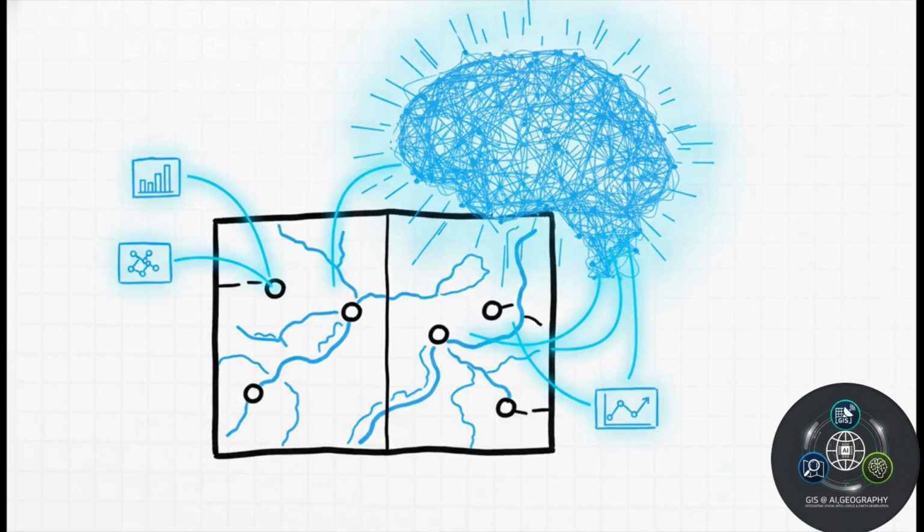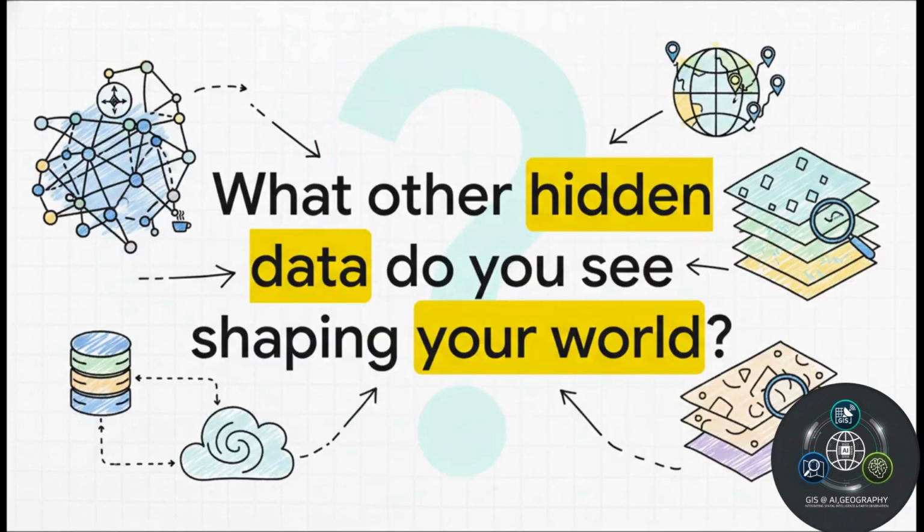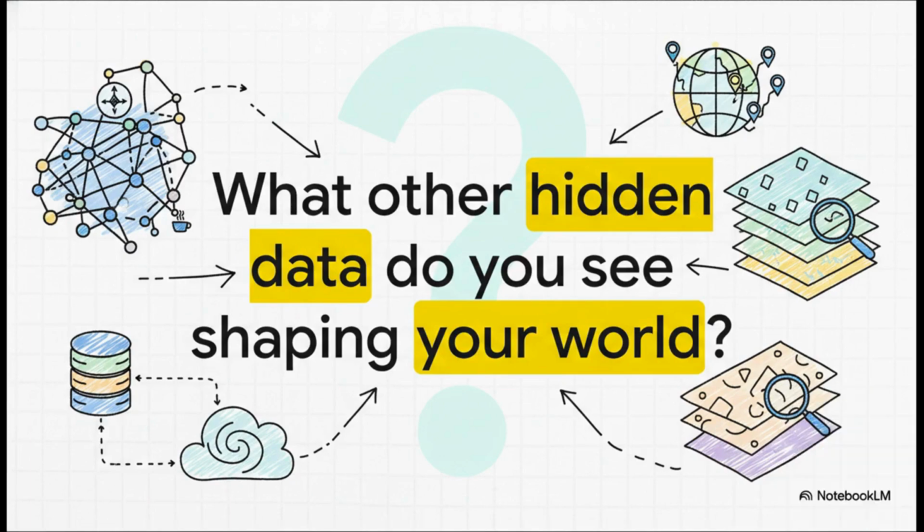And that is the ghost in the map. It's not just a picture of the world. It's a dynamic, living interface to a massive, organized brain. It's this invisible, highly structured layer of data that transforms a simple map into an incredibly powerful information system. So the next time you use a map, just take a second to remember that elegant system working behind the scenes. And here's a final thought to leave you with. Now that you know it's there, what other hidden layers of data do you think are out there, quietly shaping your world?